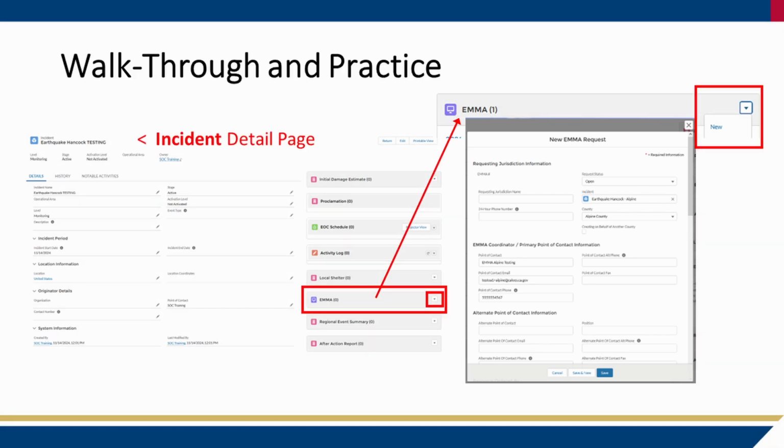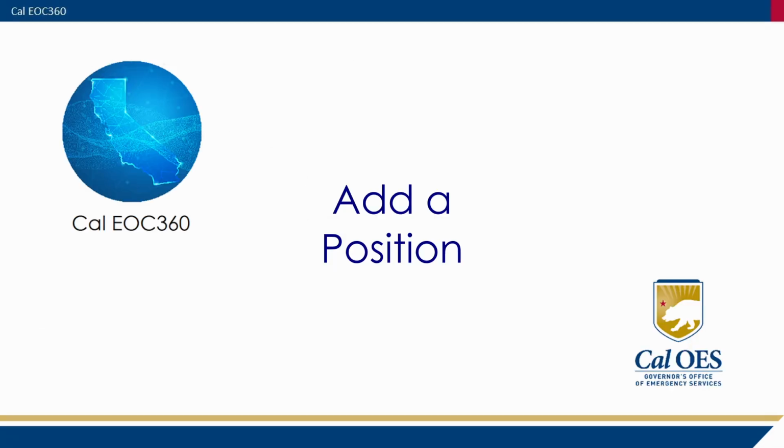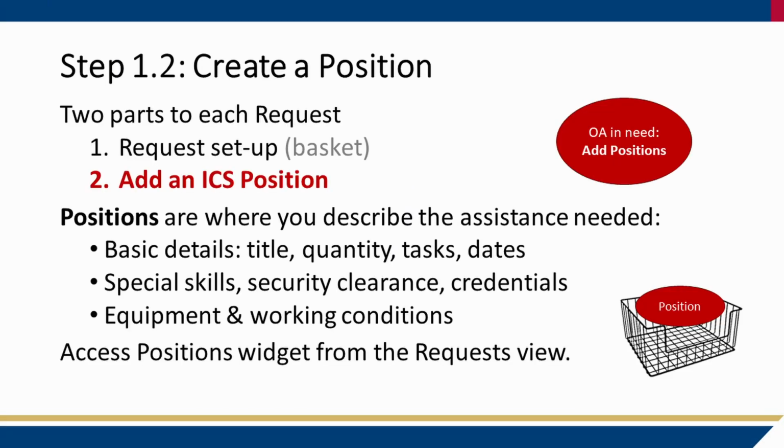Complete the first part, the request setup, ending on a request detail page. From here you can add an ICS position. Think of this as adding a job opening to your OA request basket. When adding a position, identify the position's title, how many people you need, what tasks they will fulfill, and the time frame when the position starts and ends.